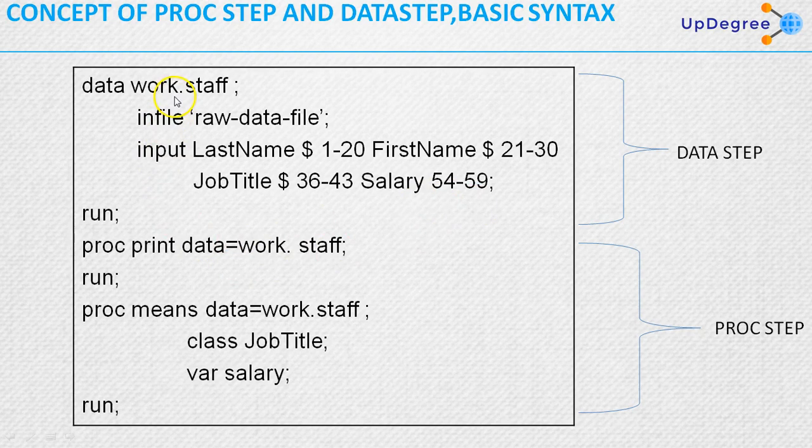But the most conventional way of writing is to write multiple statements in multiple lines, or a single statement in a single line. And if a statement is very long, then we can break it and write it in multiple lines. So this is the data step. This is your proc step, where we have done proc print data equal to work.stuff and then run.